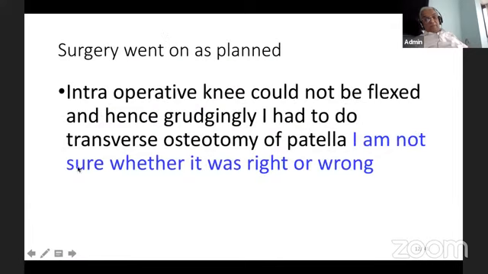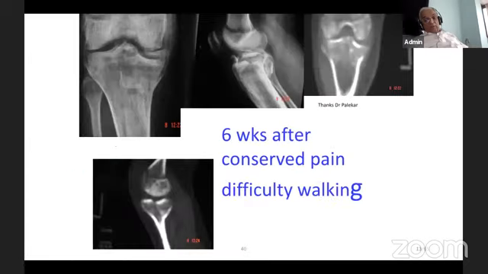Surgery went as planned, but intraoperatively, the knee could not be flexed. And then grudgingly, I had to do a transverse osteotomy of the patella. I'm not sure whether it was the right thing or not, but after doing the transverse osteotomy of the patella, I could do the whole thing.